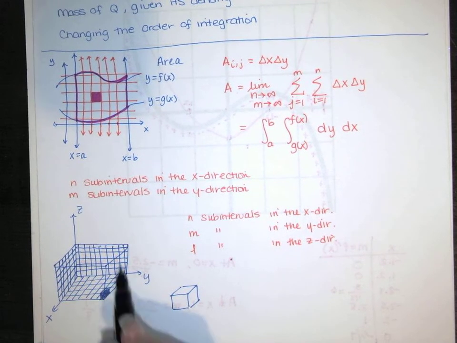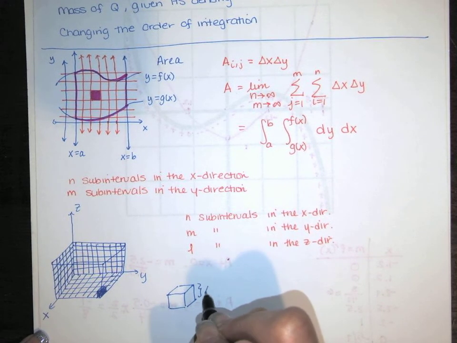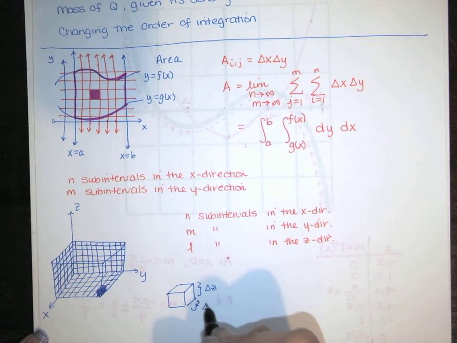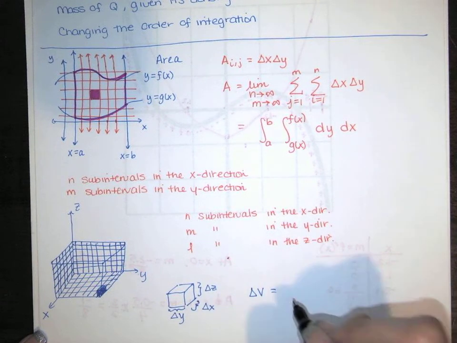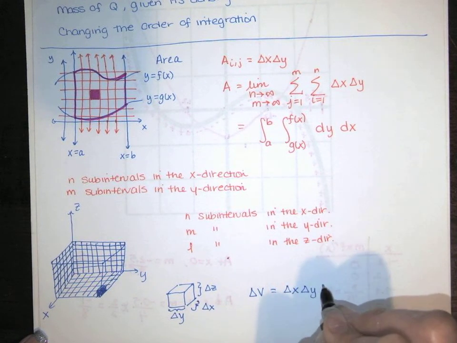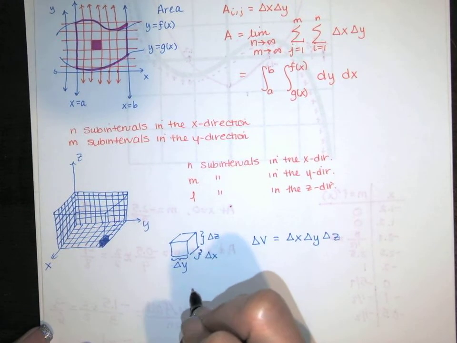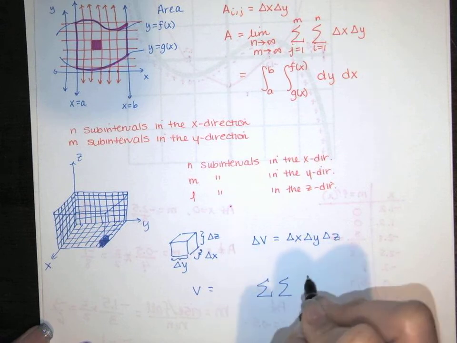And if I want to find the volume of this whole thing, I can just add up the volumes of all the little cubes. One little cube has these dimensions. That's delta z. This length is in the x direction, so that's delta x. And this is delta y. So delta V might be represented by delta x times delta y times delta z. So the total volume is the triple sum.